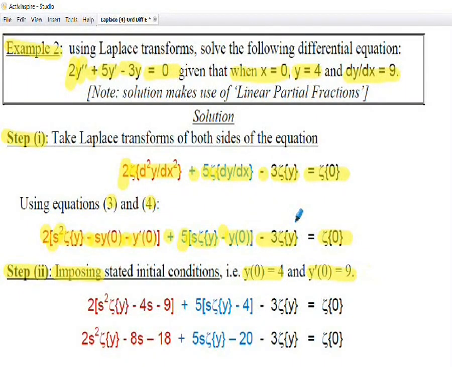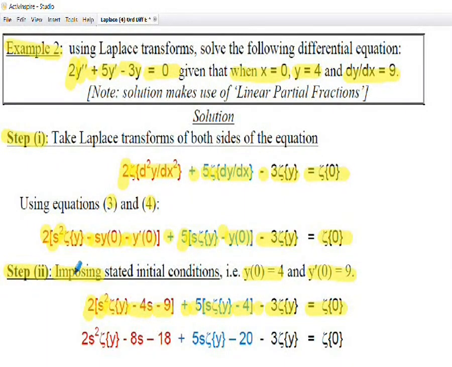So we're going to impose those. Just looking at my line here, I get 2 s squared the Laplace of y, take away 4s, take away the 9 here. So I've put my conditions in there, the 4 and the 9 have gone into the second order part of this equation, plus then 5 times the Laplace of y, and there's the 4 going into the equation, take away the 3 times the Laplace of y is equal to the Laplace of 0.